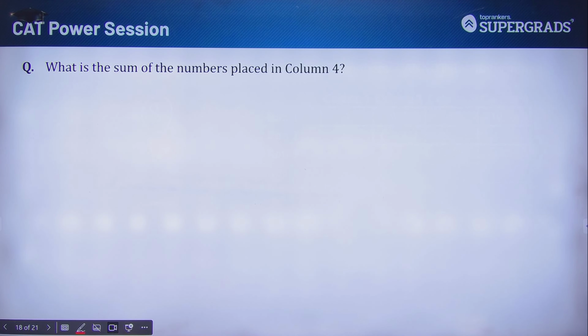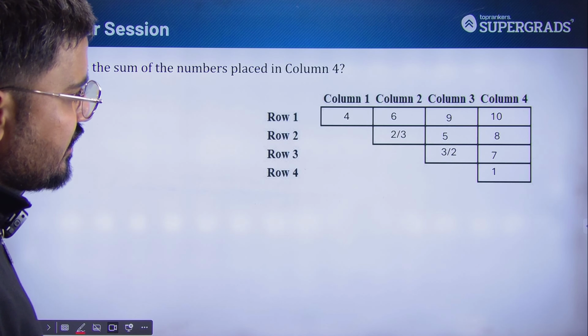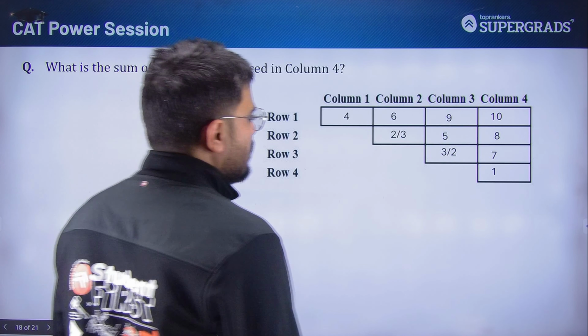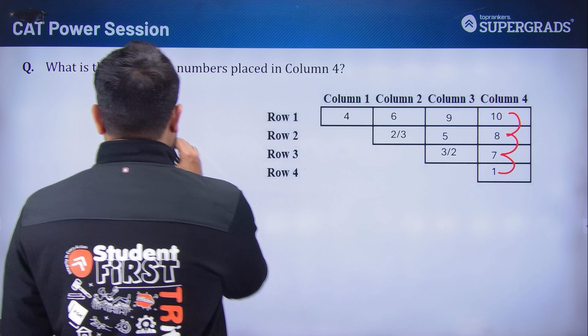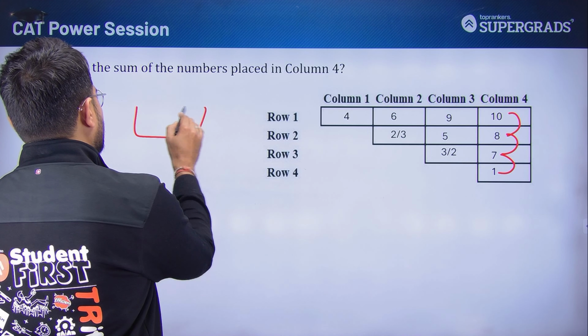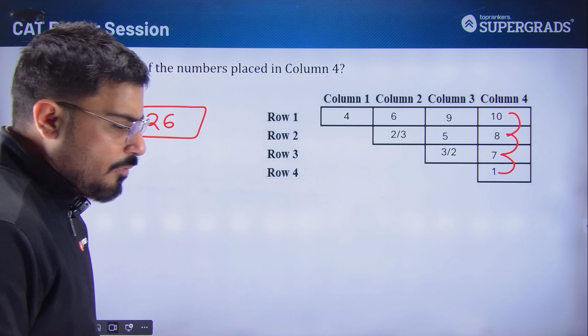What is the sum of the numbers placed in column 4? For this, we again need the table. Column 4, what is the sum? 10 plus 8, 18. 18 plus 5, 23, plus 1, 24. So the answer is 26. So hope all of you got that.